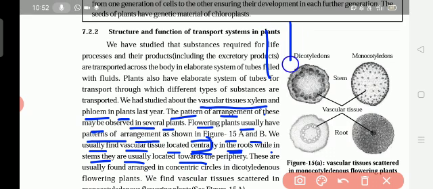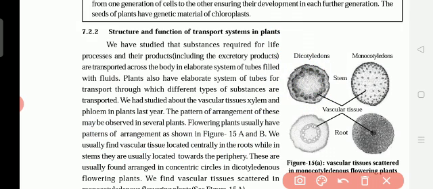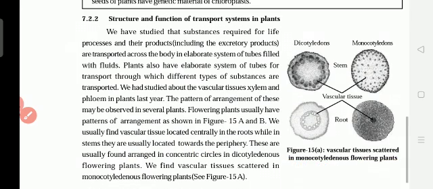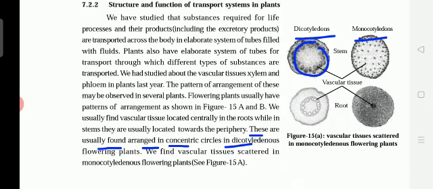Periphery means what? At the walls. So we cut like this, we find round. So periphery means at the side of the walls of the stem it is present. Okay, underline this also. In the roots it is present in the center. In the plants, in the stem it is present at the periphery. Okay, so next one. These are usually found arranged in concentric circles. In the circle it is arranged in the dicotyledonous plants. In the monocotyledonous it is scattered. Dicotyledonous, it is monocotyledonous. Okay.